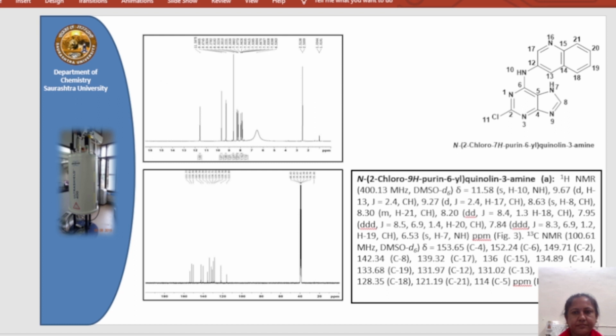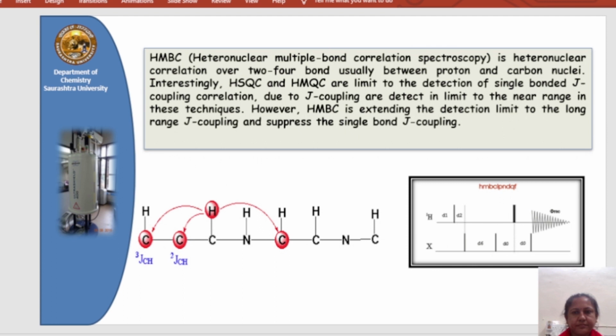In the next slide you can get the idea which technique we have used for the interpretation of this compound. Here, to study the regioselectivity of this particular reaction, we use heteronuclear multiple bond coherence spectroscopy, HMBC. It is over 2 to 4 bonds, usually between the proton and carbon nucleus, meaning heteronuclear correlation takes place between proton and carbon. HSQC and HMQC have some limit. HSQC means heteronuclear single quantum coherence spectroscopy, and HMQC means heteronuclear multiple quantum coherence spectroscopy. The limit is that they cannot detect the long-range couplings, only the 1J.